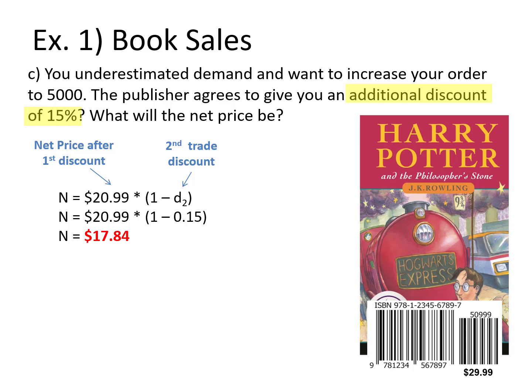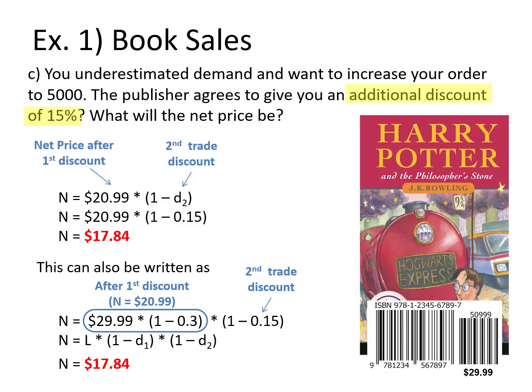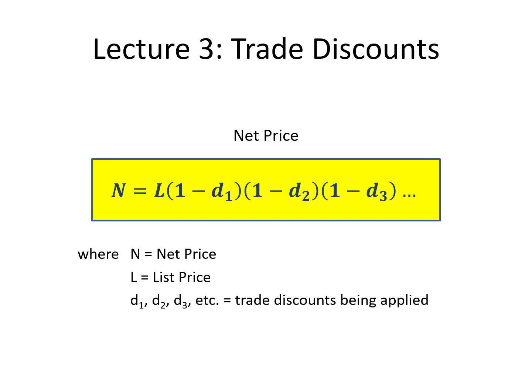Now, we can rewrite this entire relationship as $29.99 times 1 minus 0.3. This is what got us that $20.99 to begin with, times 1 minus 0.15. Ultimately, we have this general form of the list price times 1 minus the first discount times 1 minus the second discount. And we can extend this formula to include any number of discounts. As they order more, they're going to get more and more discounts that get stacked on top of each other.